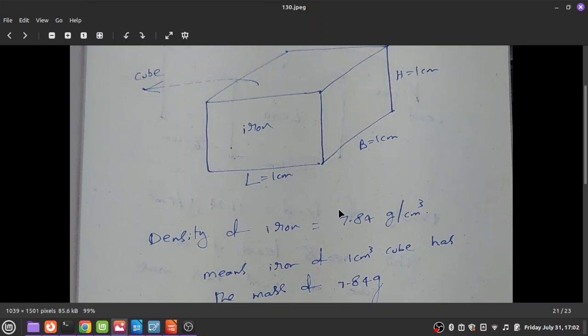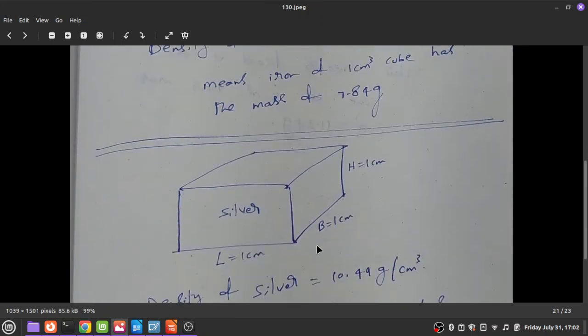The density is defined as mass by volume. The volume is 1 centimeter cube. Mass is 7.84. Any number divided by 1 is equal to the same number. 7.84 divided by 1 is equal to 7.84.